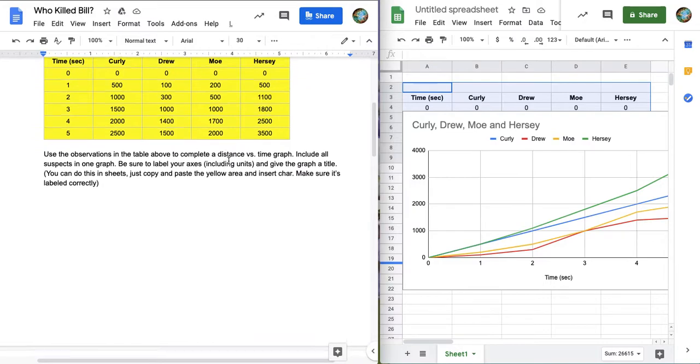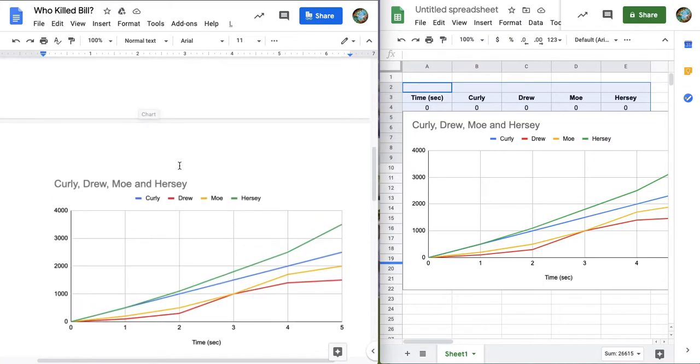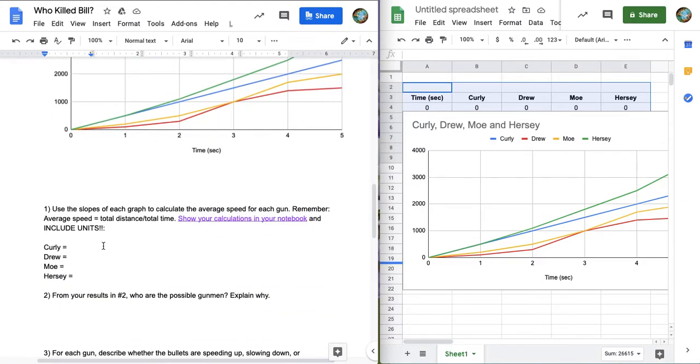So let's look at the data table actually. For Curly, it's here in blue, and we could see that Curly covered this distance over 5 seconds. Now it's a little hard to read from here, and if that's the case for you too, just come back to the table. So the distance at 5 seconds was 2,500 meters. So let's go ahead and use that: 2,500 meters divided by the time. I'm going to put that for Curly here.